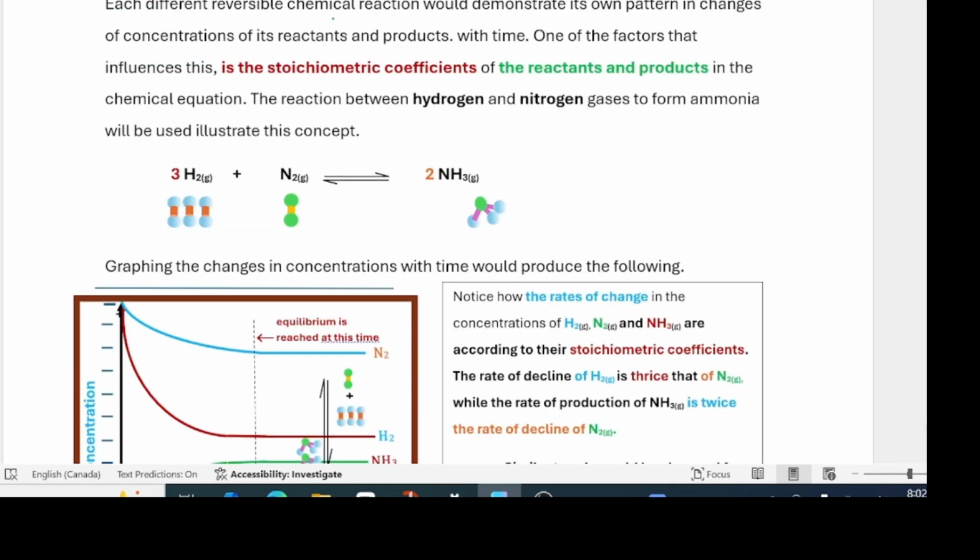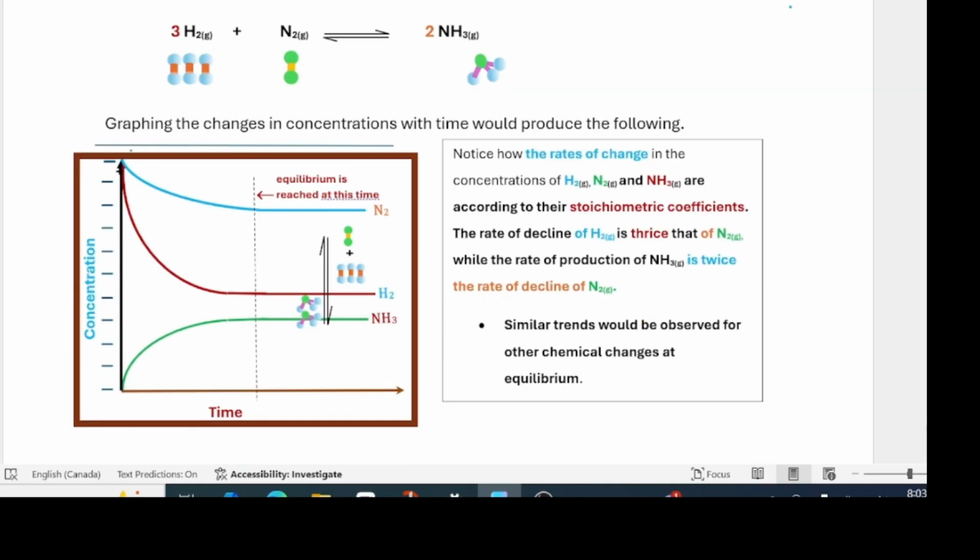Every different reversible chemical reaction will demonstrate its own pattern in changes in concentrations of its reactants and products with time. One of the factors that influences this is the stoichiometric coefficients of the reactants and products in the chemical equation. The reaction between hydrogen and nitrogen gases to form ammonia will be used to illustrate this concept. Notice how we have 3 moles of hydrogen reacting with 1 mole of nitrogen to give 2 moles of ammonia.